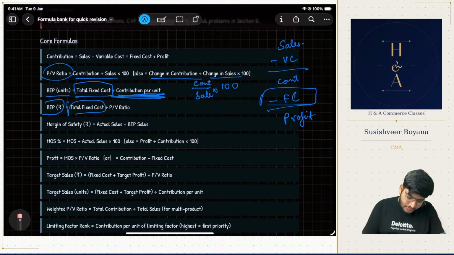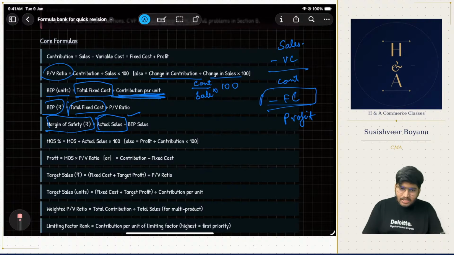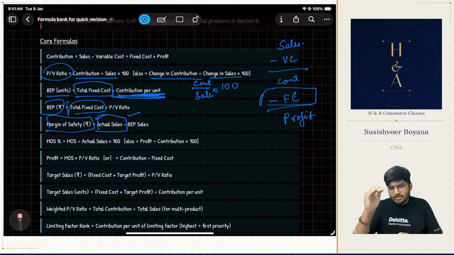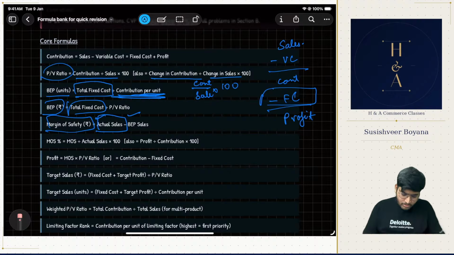So what is margin of safety? Margin of safety is there is an actual sale and then we already calculated BEP sale. The difference between actual sales and BEP sales is known as margin of safety. This is where your profit generation is, because BEP sales give you no profit, no loss, and actual sales is the entire amount of sales. Once you reduce the chunk of it, that is the BEP part, the rest is going to be MOS.